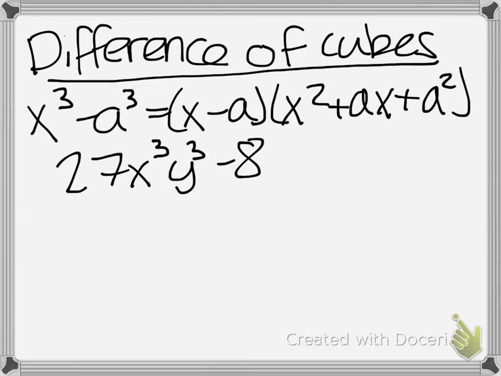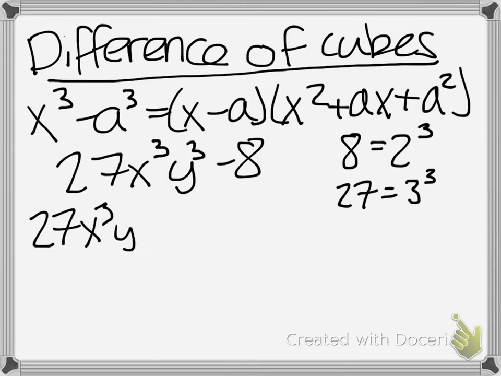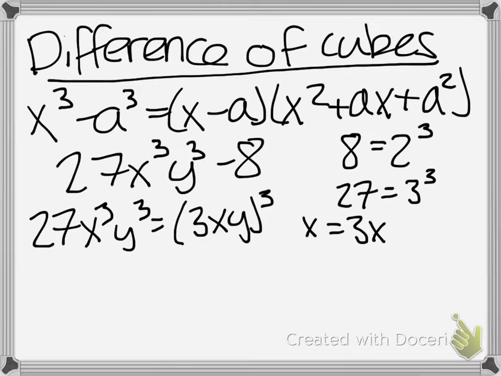And we can do exactly the same thing with the difference of cubes. We have a formula, x cubed minus a cubed is equal to x minus a times x squared plus ax plus a squared. So I will look at these numbers and try and figure out what they're the cubes of. Certainly I happen to know that 8 is 2 cubed. 27 is 3 cubed. So 27x cubed y cubed is equal to 3xy cubed. So my x is 3xy, and my a is 2.